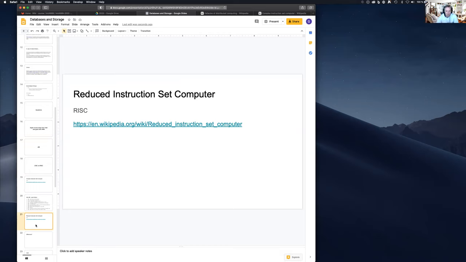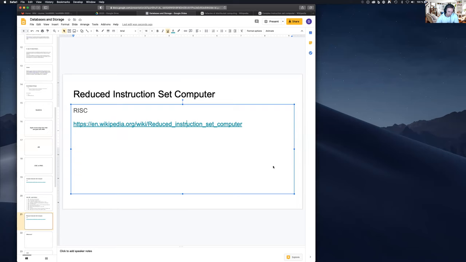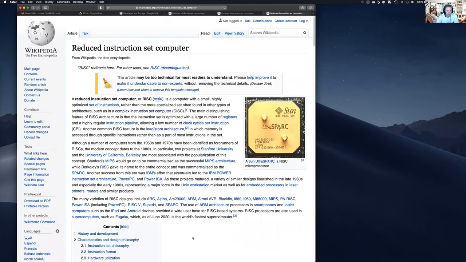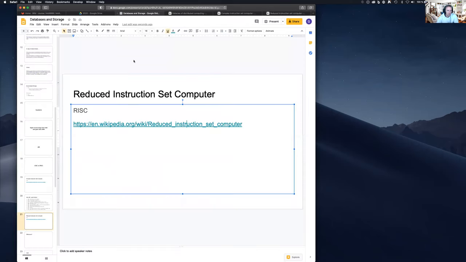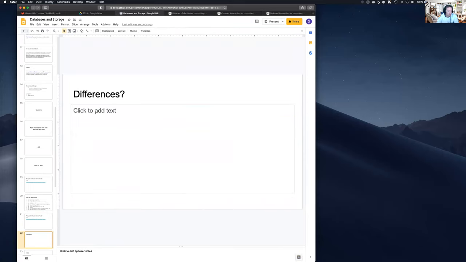RISC is Reduced Instruction Set Computer, which follows slightly different design principles. Again, if I go to Wikipedia, you can read a little bit more about it, and you can see some examples of RISC. ARM is one of those examples, and UltraSPARC from Sun Microsystems is another one. I spent a couple of years working with UltraSPARC and learning about RISC architecture, because we were programming in assembly at the time. It is really different in terms of instruction set and in terms of design. So let's very quickly talk about the differences.